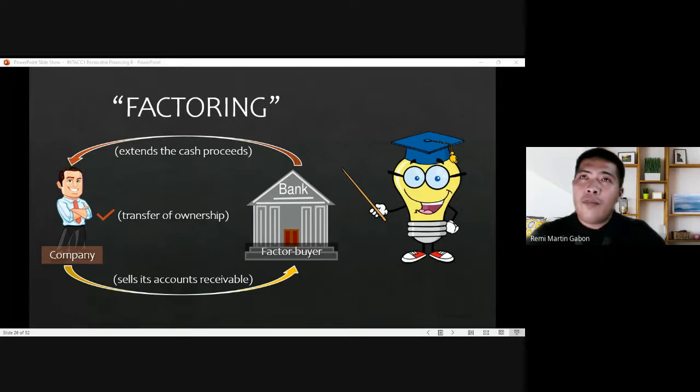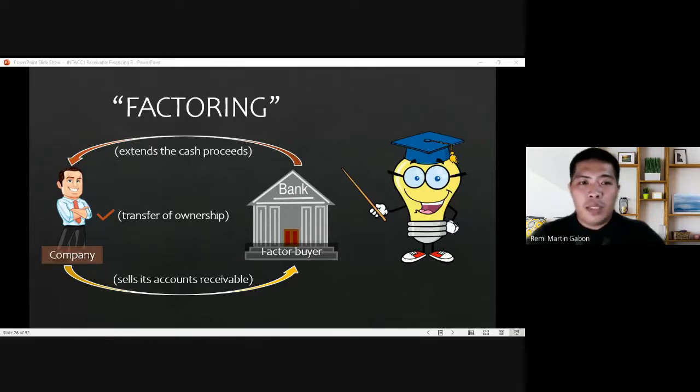If the customers pay, then it's good. If the customers did not pay, then what does it mean for the collecting company? It's a different thing, so it's bad. Right? So the selling company no longer has responsibility of the collection. It is already on the factor buyer. Okay? The only thing, yung pinakahabol lang ni company when it comes to factoring, to sell the accounts receivable, relieve the responsibility of collection, then of course, the cash proceeds.